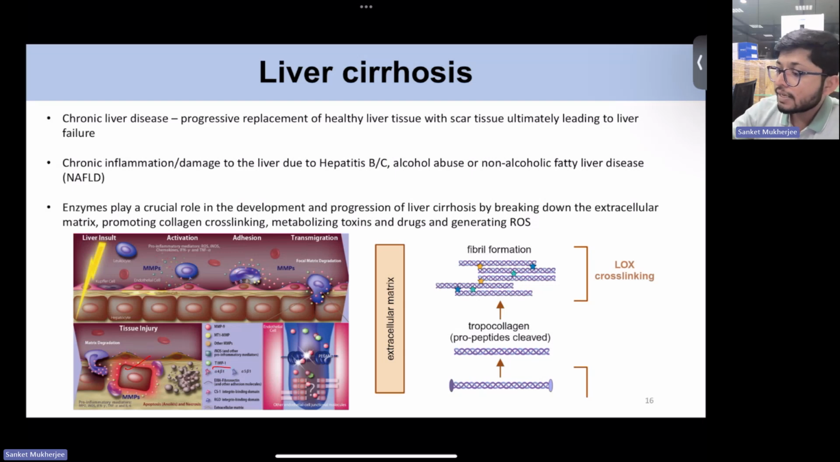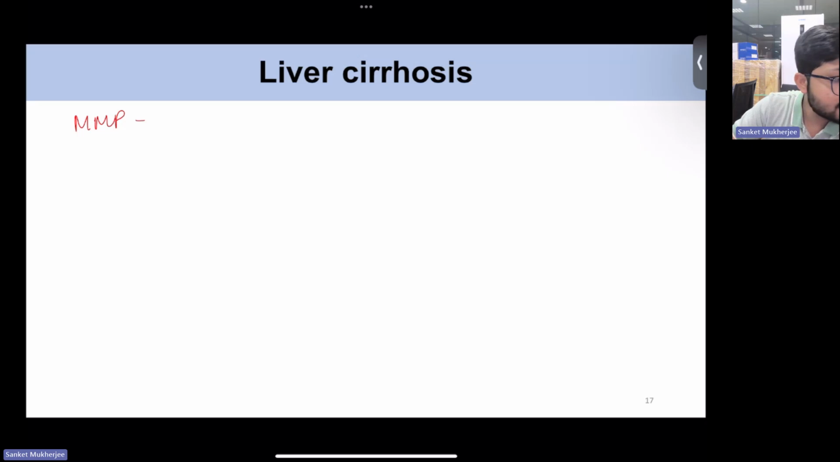Collagen cross-linking enzymes like LOX and LOX-like, that is lysyl oxidase and lysyl oxidase-like enzymes, are also there. Apart from that, glutamate cysteine ligase and cytochrome P450 enzymes are also there, which maintain the antioxidant environment. So the drug for MMPs is doxycycline. TIMP1 is upregulated using NAC, that is N-acetylcysteine.